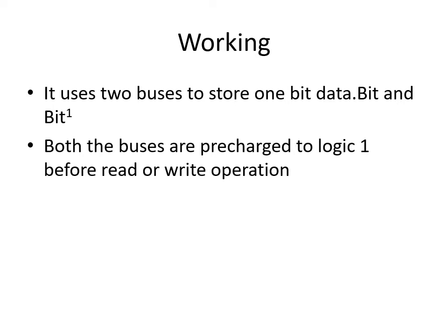We have already discussed the working. Okay, let us see. Here it uses the 4 transistor dynamic memory cell. It uses 2 bus lines. They are labeled as bit and bit bar. Okay. So initially both are charged to logic 1, that is prior to the write operation as well as the read operation.